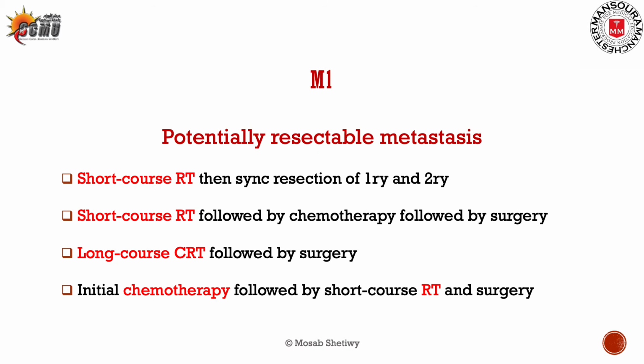Metastatic disease is either, as we've mentioned, potentially resectable or unresectable. If the disease is potentially resectable, it's better to start with short course radiotherapy. Then we do synchronous resection of the primary and secondary tumor. There are other regimens available, for example, long course chemoradiotherapy, then followed by surgery of the primary and secondary, and so on.